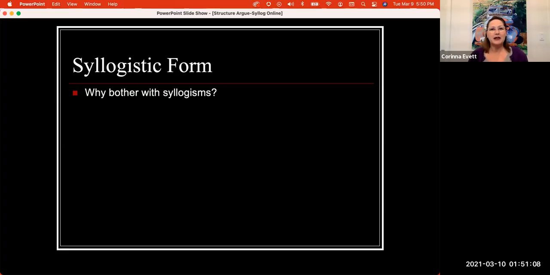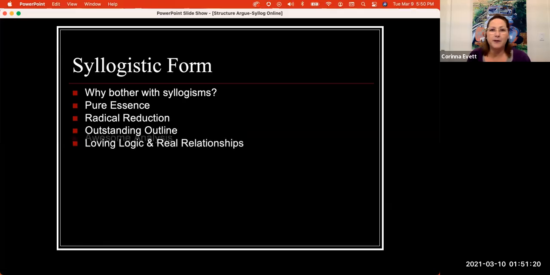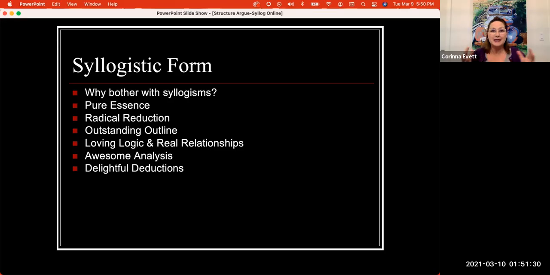So you've done some reading. We're doing some talking about syllogistic form. Why should we even bother with syllogisms? Other than a neat logical exercise for our brains, why else might we use it? Well, when I write pure essence, what I mean is when an argument is whittled down to its syllogistic form, it's reduced to its essence, its premise and conclusion. You kind of get rid of some of the extra stuff. So it makes it a little bit easier to follow the logic.